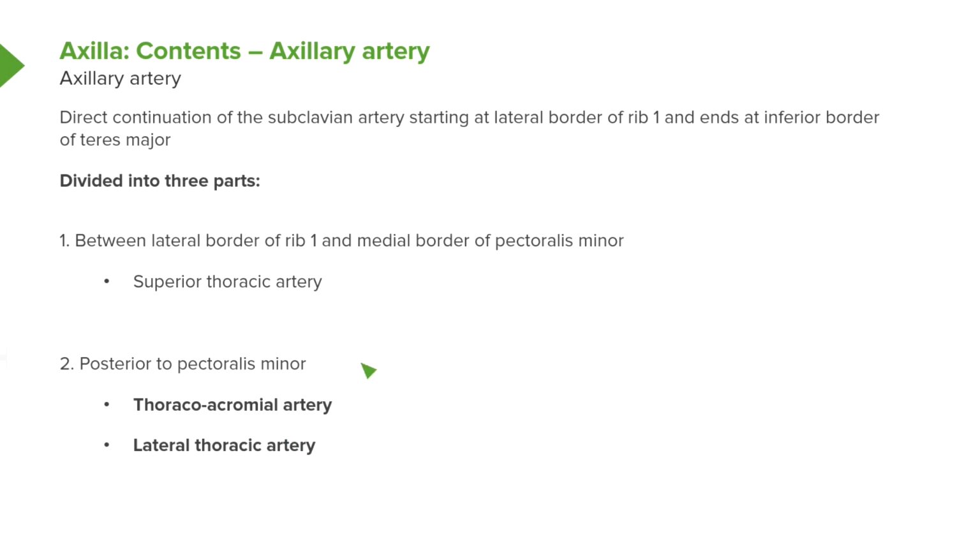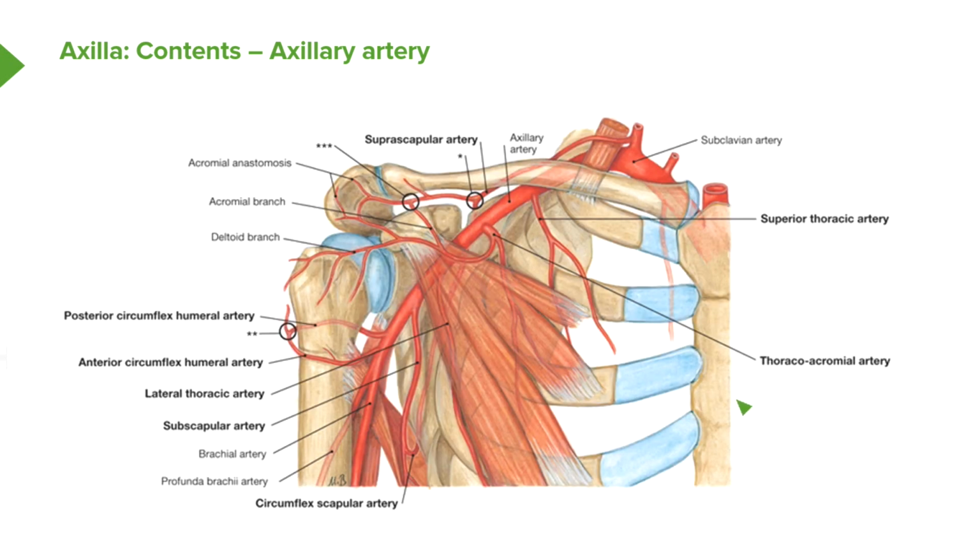If we look at the second part, which is posterior to pectoralis minor, we have two blood vessels. We have the thoracoacromial artery and the lateral thoracic. We have the thoracoacromial artery, which we can see here, and we also have the lateral thoracic artery, which we can see here. And these are the two branches that come from the second part of the axillary artery.